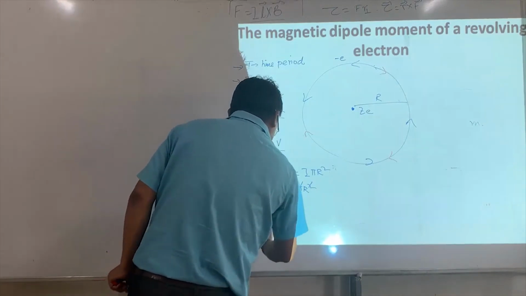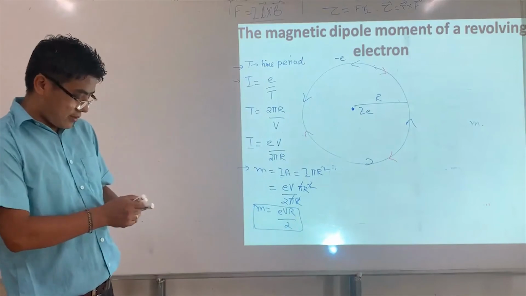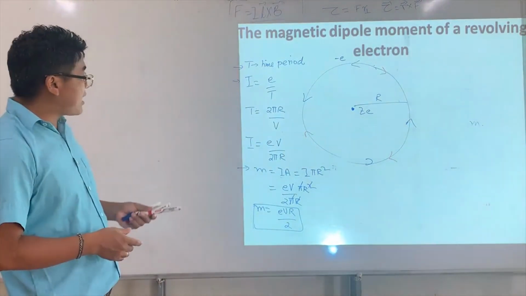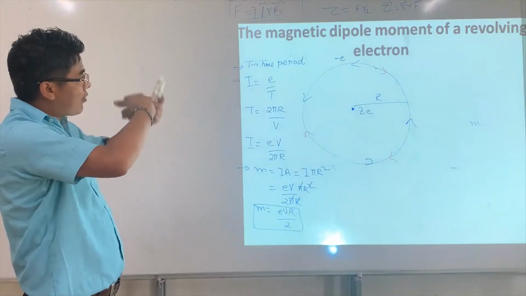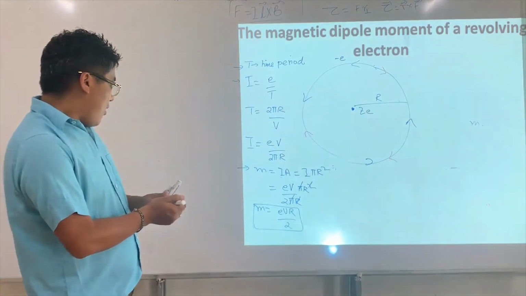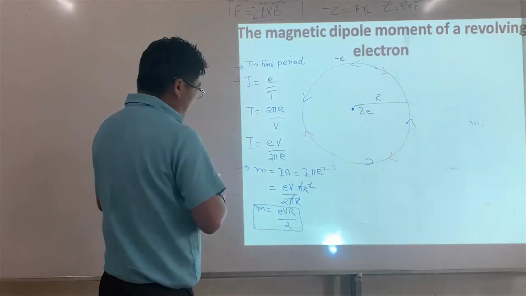This is the magnetic moment of the revolving electron, right? M is the magnetic moment of the revolving electron.